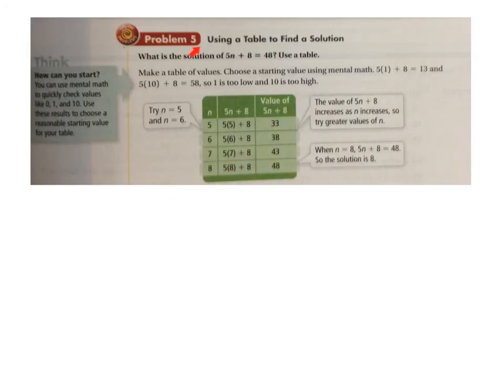Fifth example, use a table to find a solution. Not the biggest fan of this method because it's kind of like guessing and checking, right? So what is the solution of this? Use a table. I'm not going to force you to use a table, and most of you can probably handle this without making one. You're welcome to just flat out solve it, so I'm going to actually do that here. So 5n plus 8 equals 48. Gosh darn it, those 8s are hard to make sometimes with a stylus.